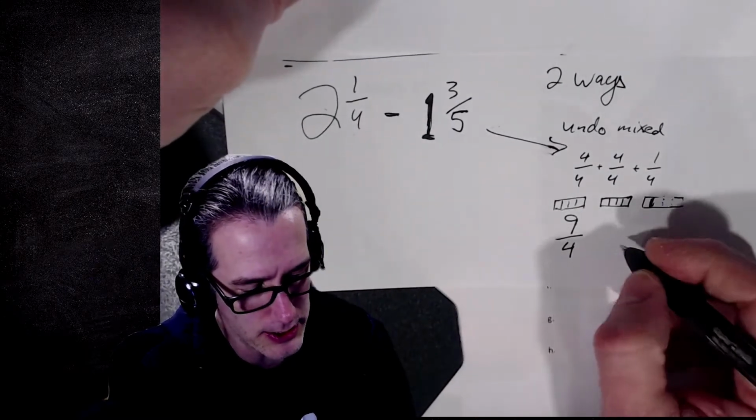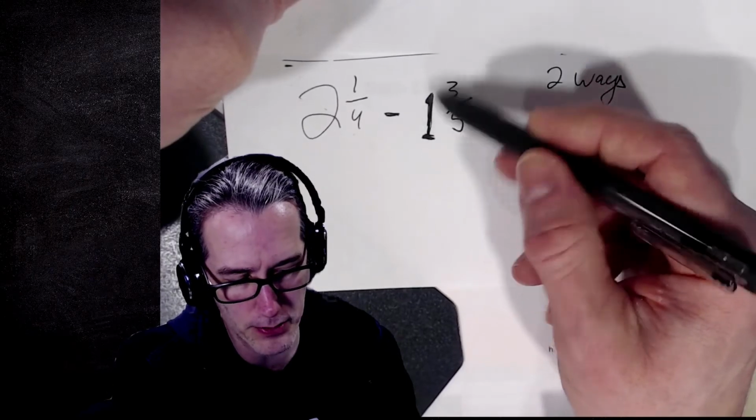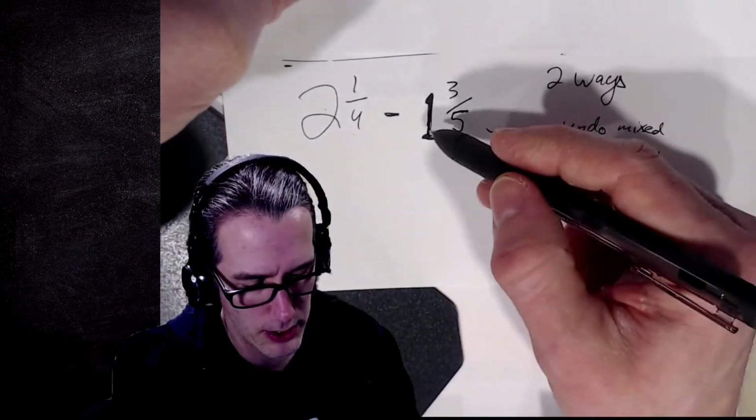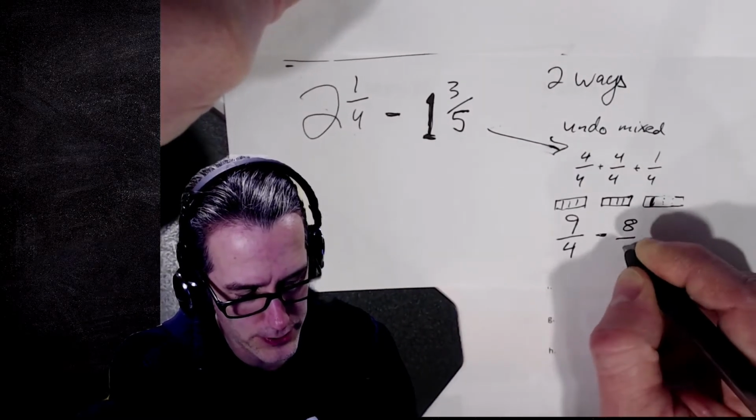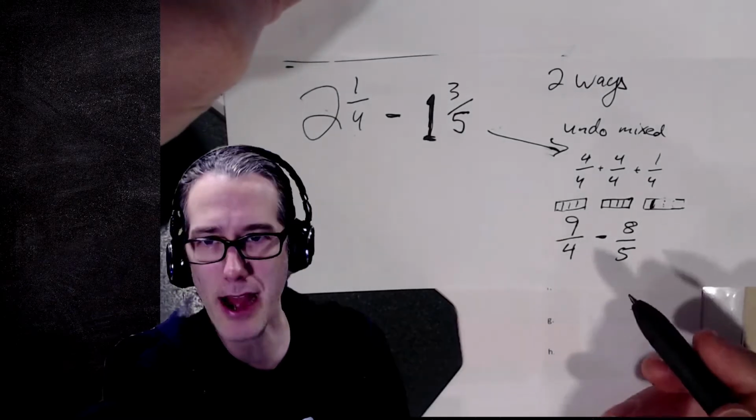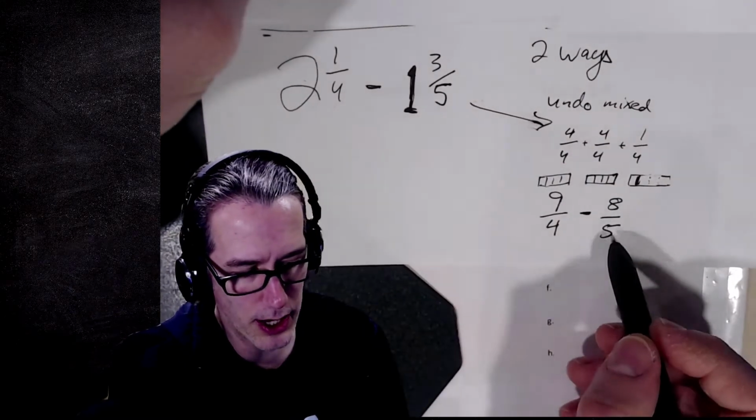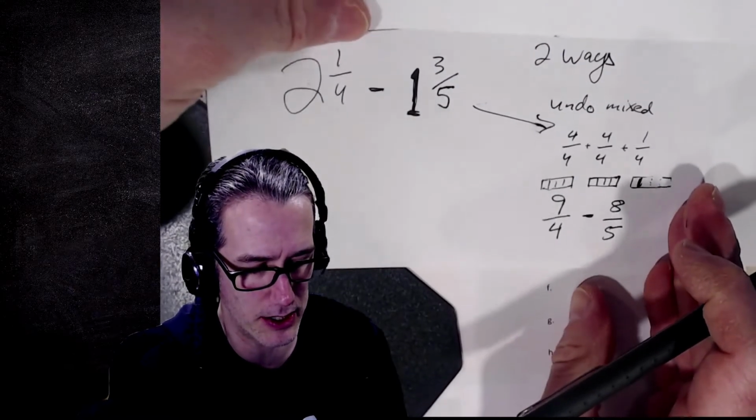I can do the same for the next one, and I just think to myself, okay, 5/5 to make the one, add that to the three, so I would end up with 8/5. All right, now we're into that scenario which we saw on Math Antics where you've got unlike denominators, so we need to make them into like denominators.